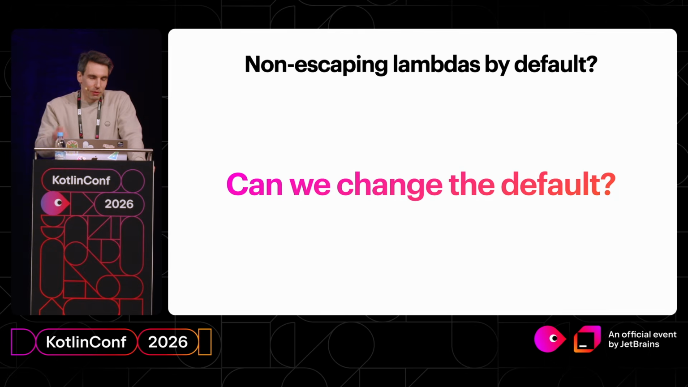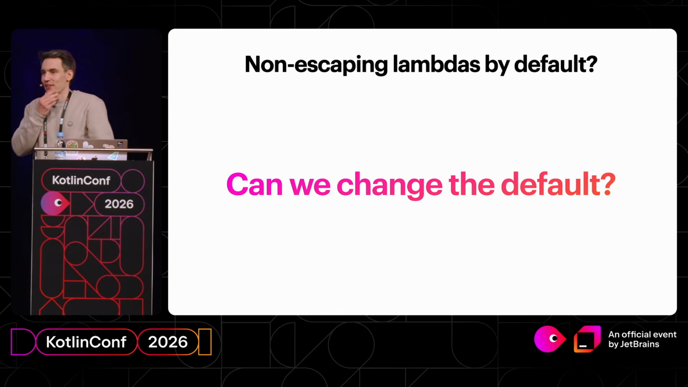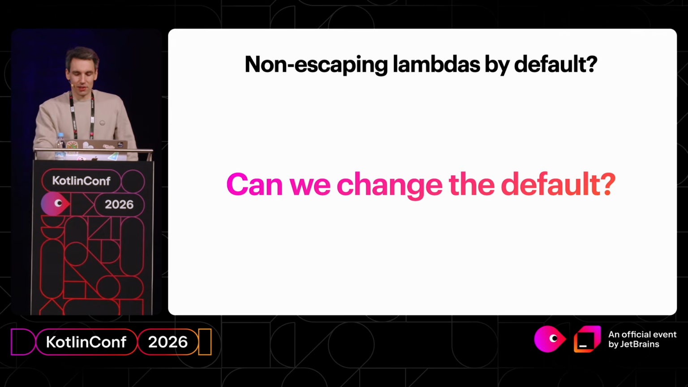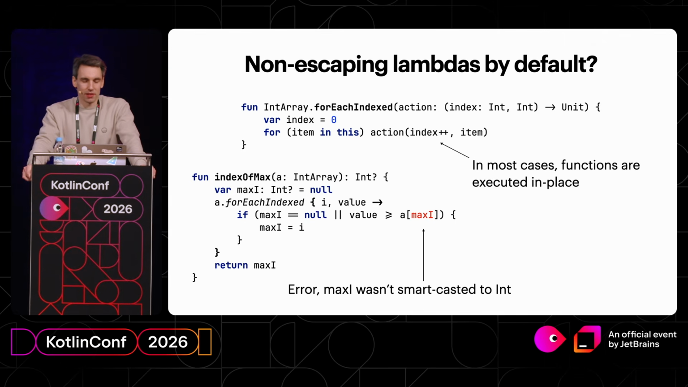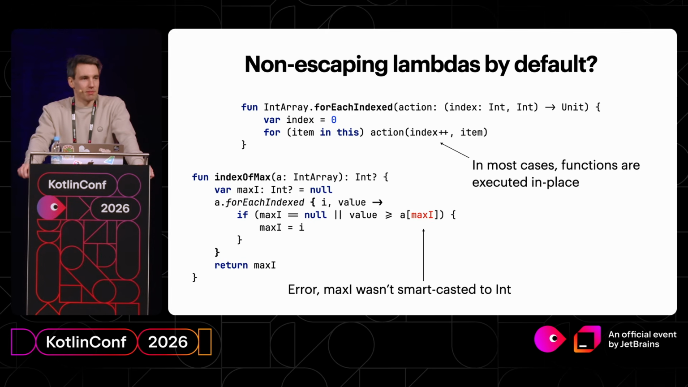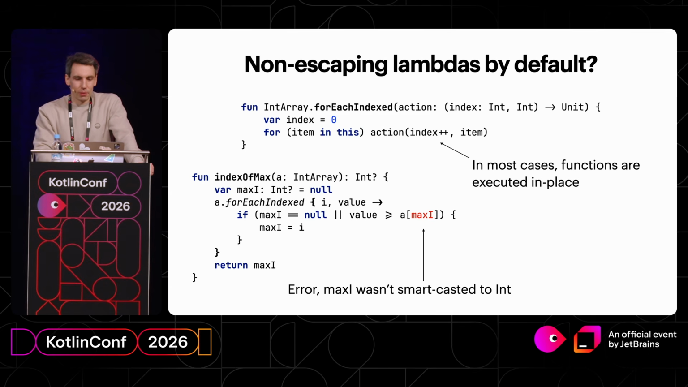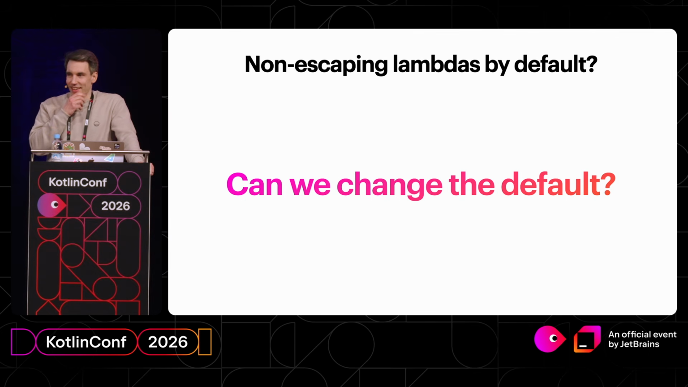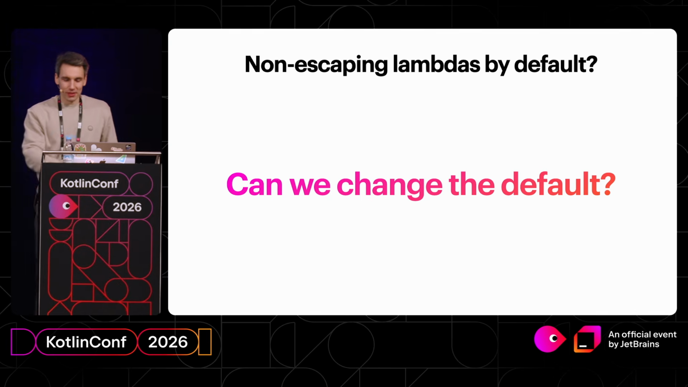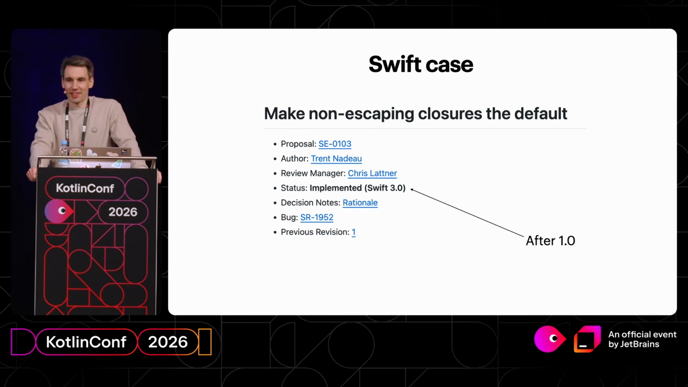And yeah, now we understand that, and we'd like to say that these functions are in place so that the compiler can rely on it and do more smart casts and initialization logic. So can we change the default? Well, not sure about us, but Swift definitely can.